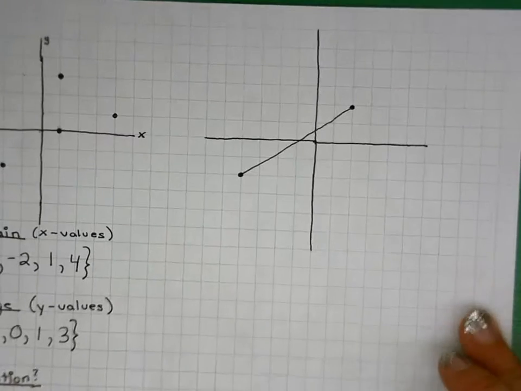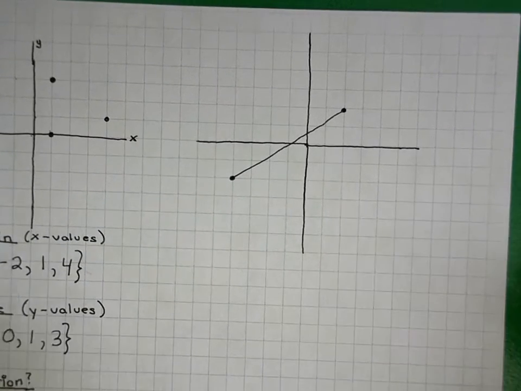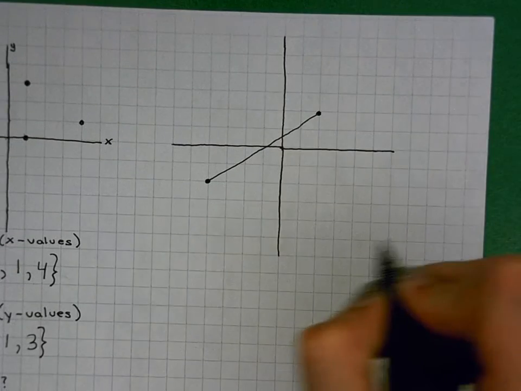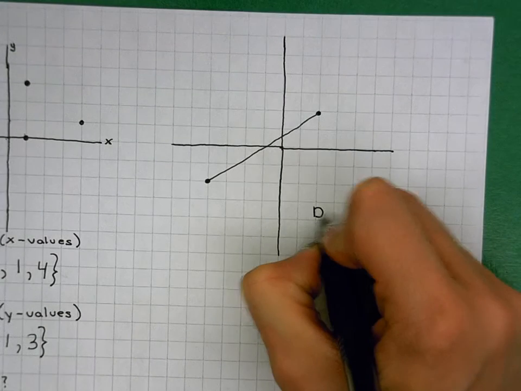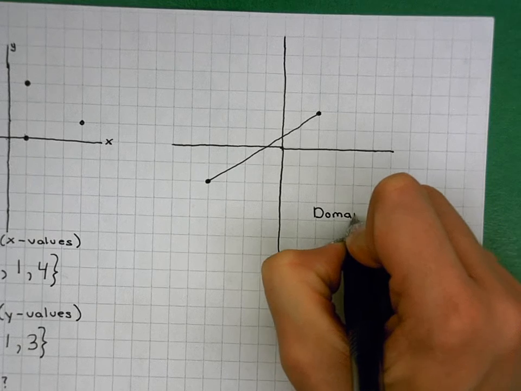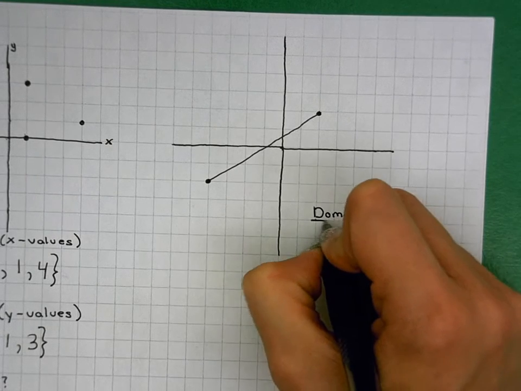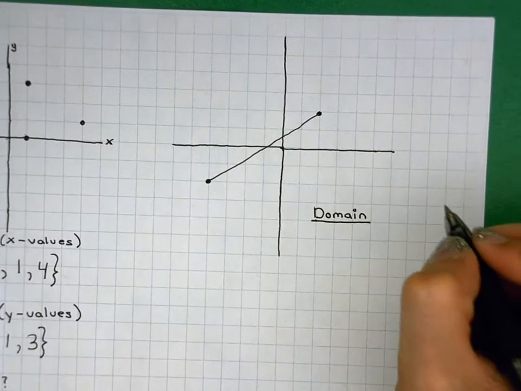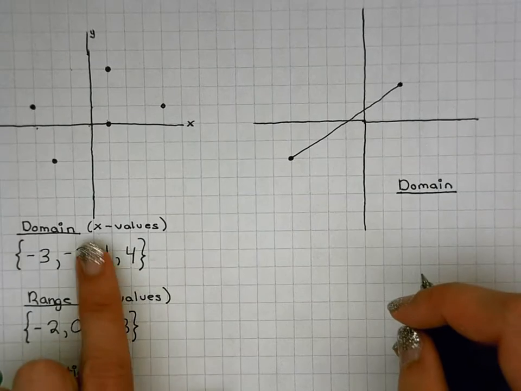So it's one example problem. This other problem, looking at a continuous graph, we're going to ask ourselves the same questions. What is the domain? What is the range? And is it or is it not a function? Remember, your domain are your x values, right? Domain are my x values.